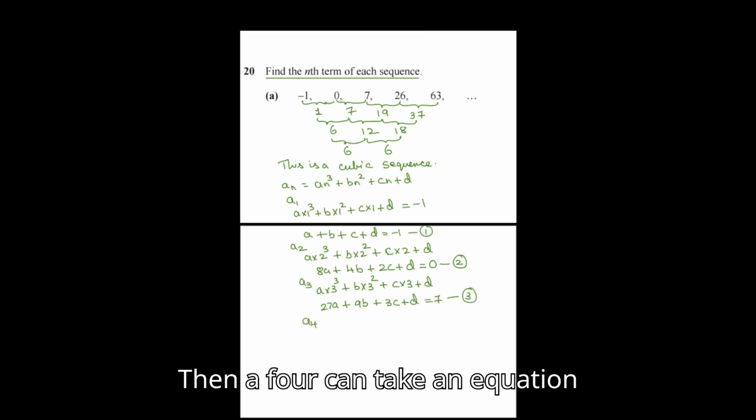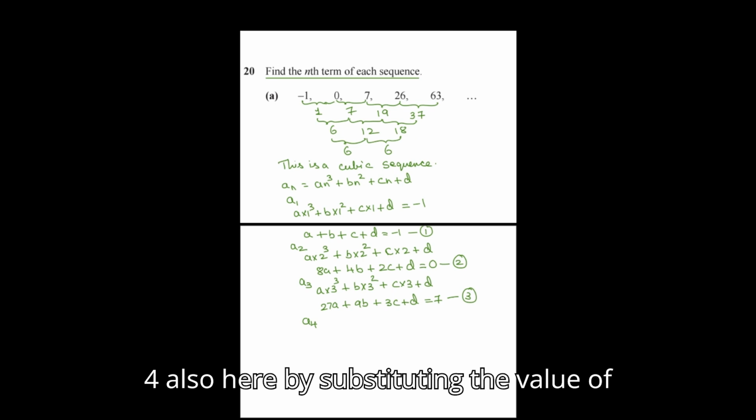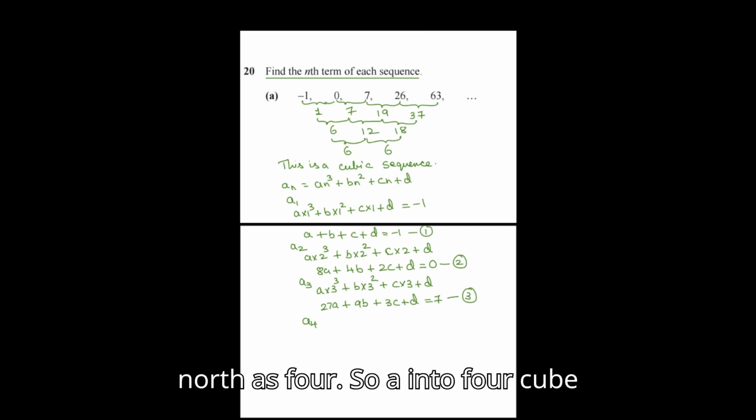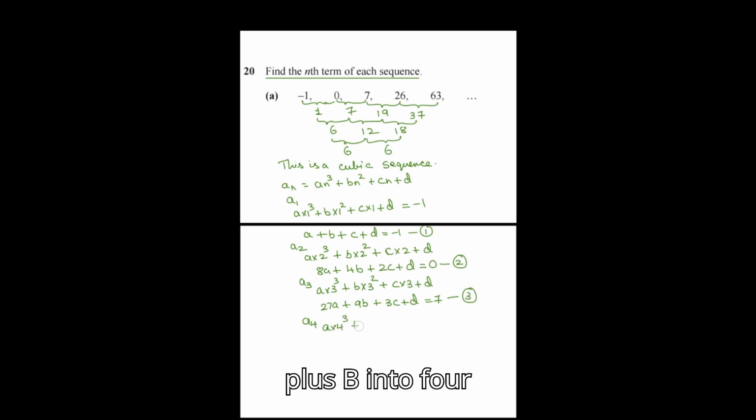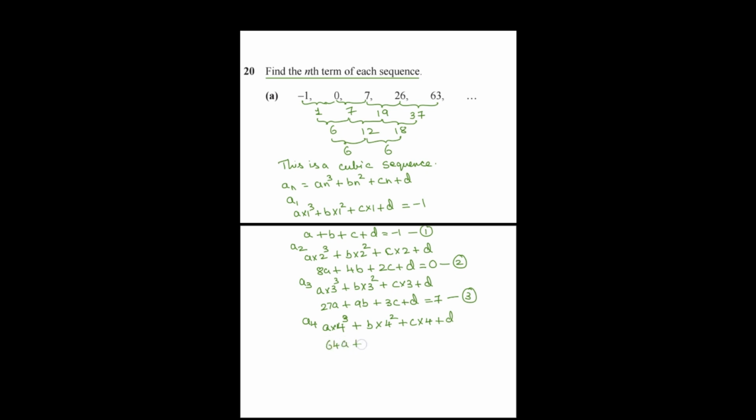Then for a4 we can take equation 4 also here by substituting the value of n as 4. So a into 4 cube plus b into 4 square plus c into 4 plus d. So this is 4 into 4 into 4 is 64a plus 16b plus 4c plus d is equal to 26.